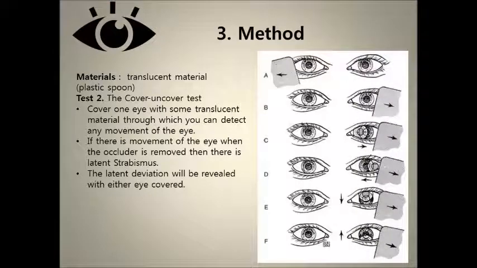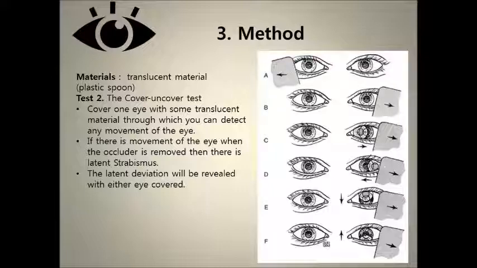In some cases, latent strabismus, heterophoria, is present. The eye will normally be kept straight by fusion. To discover the latent deviation, for material, you will need a translucent material, such as a plastic spoon. The second test, the cover-uncover test.